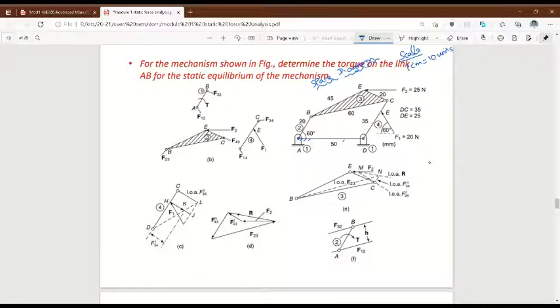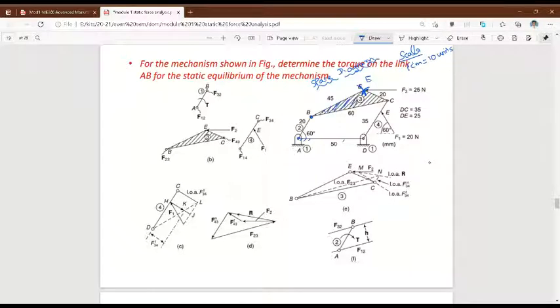Now take your compass and take 4.5 centimeter. Keep one end on B and put an arc like this. With the same compass, take 2 centimeter, that is 20 mm, keep one end on C, and put an arc so that it cuts the previous arc. We got point E.